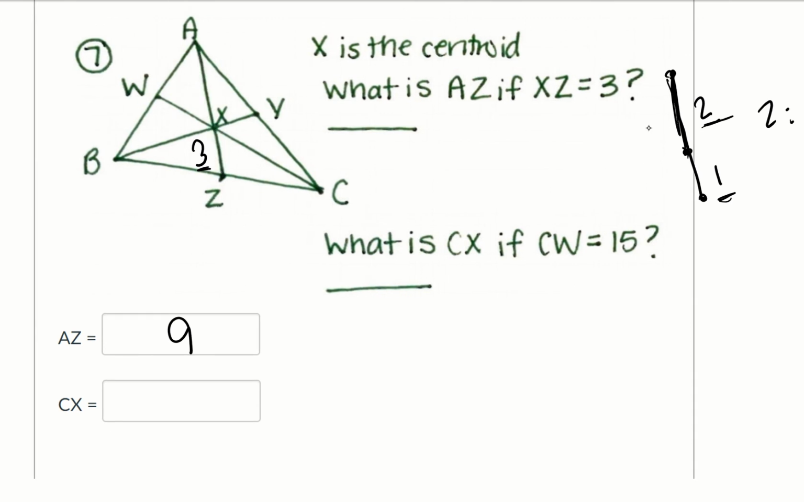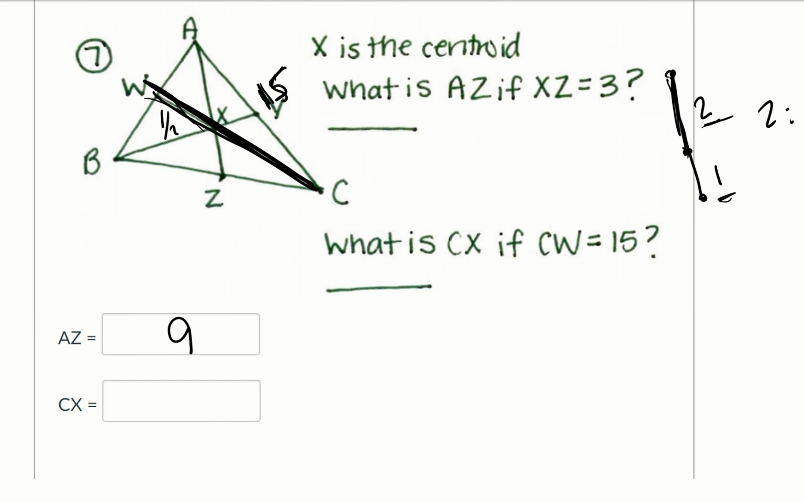Now let's look at CX. What is CX if CW is 15? So CW, that whole thing, is 15. Which means we need to figure out a number, and we know it's split into 2/3 and 1/3, right? So 1/3 of the line segment is WX, which is 1/3 of 15.